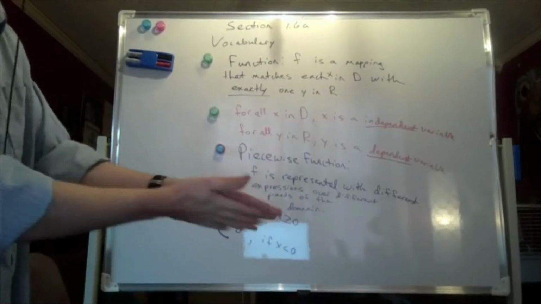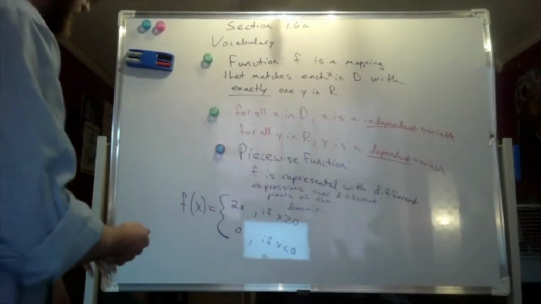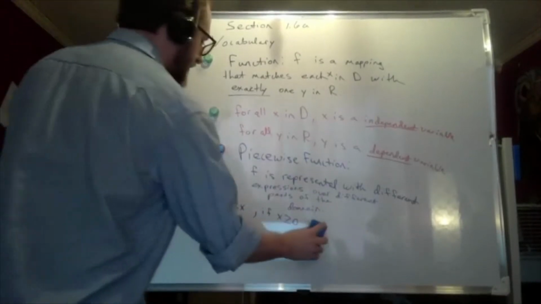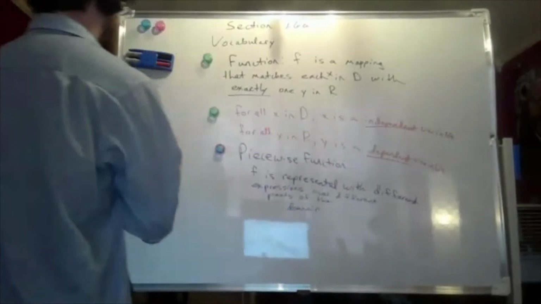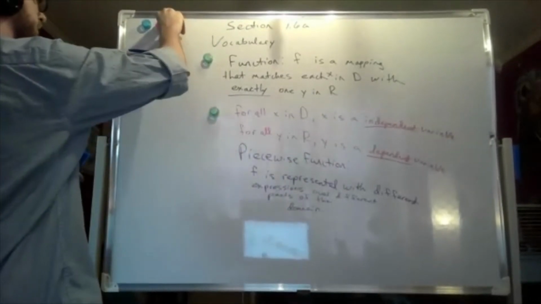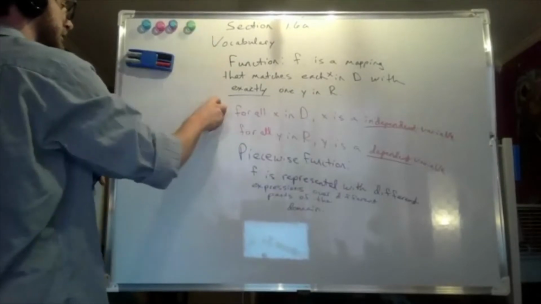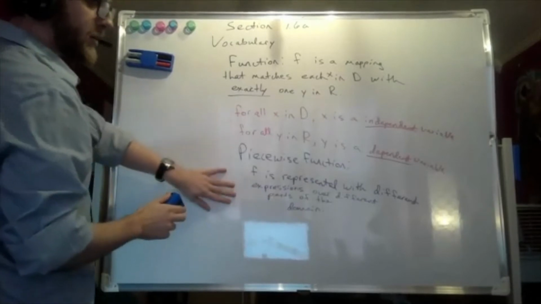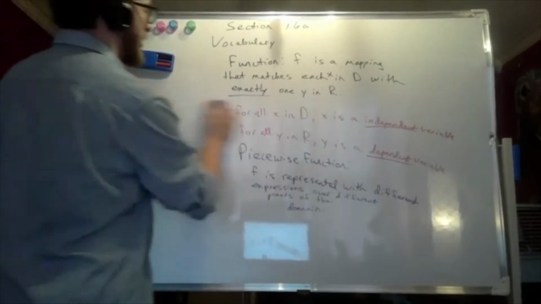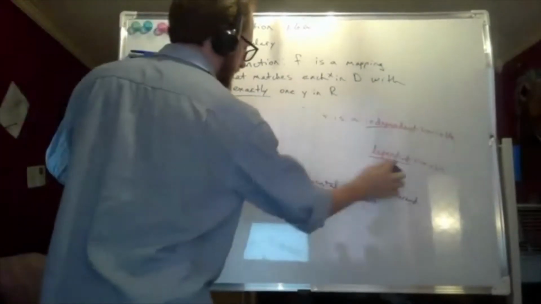The last definition I'd like to cover for 1.6a is something called the vertical line test. Now, this has to do with our definition of a function we have written up above. So I'm going to assume you guys probably have these other definitions copied by now. I'm going to go ahead and erase those.